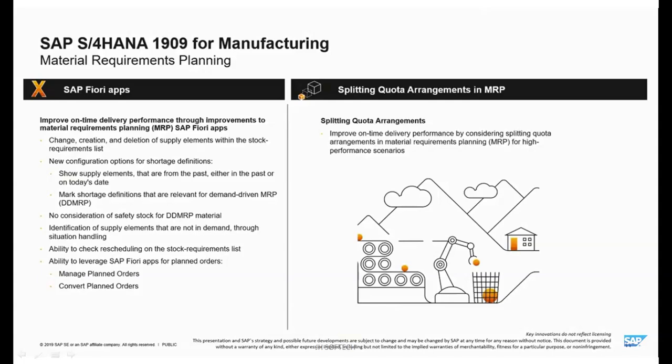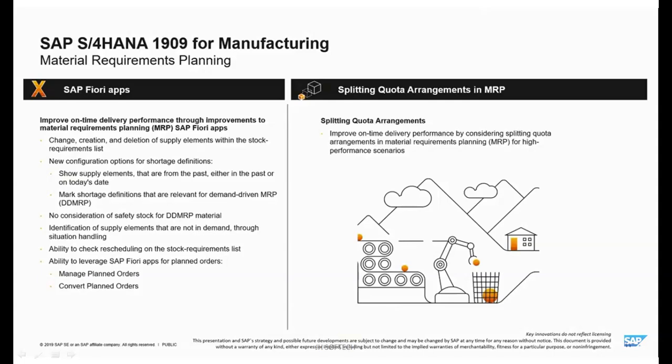Now, in the SAP Fiori apps, it improves on-time delivery performance through improvements to material requirements planning. SAP Fiori apps change, create and delete supply elements within the stock requirements list. New configuration options for shortage definitions. It shows supply elements that are either in the past or on today's date. Mark shortage definitions that are relevant for demand-driven MRP. No consideration of safety stock for DDMRP material. Identification of supply elements that are not in demand through situation handling. Ability to check rescheduling on the stock requirements list.